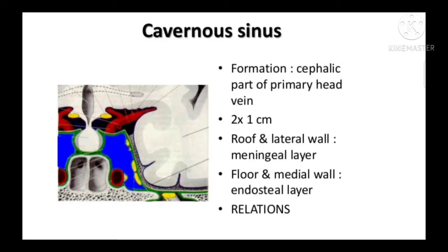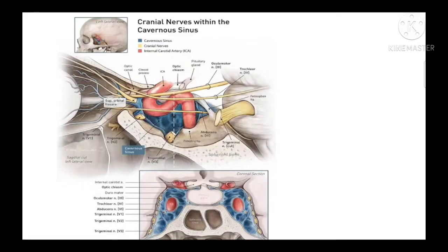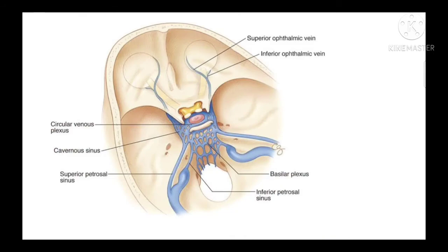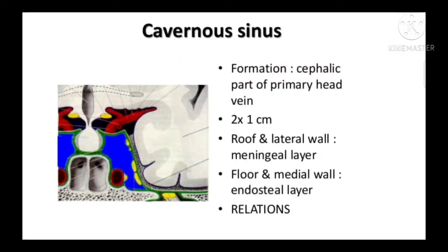Okay, this is the first part: where we're going to find the cavernous sinus. As you can see here, we're going to find the cavernous sinus around the sella turcica. It has 2 centimeters from anterior to posterior, and 1 centimeter from superior to inferior.